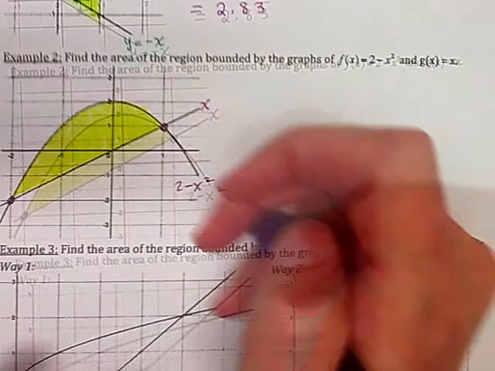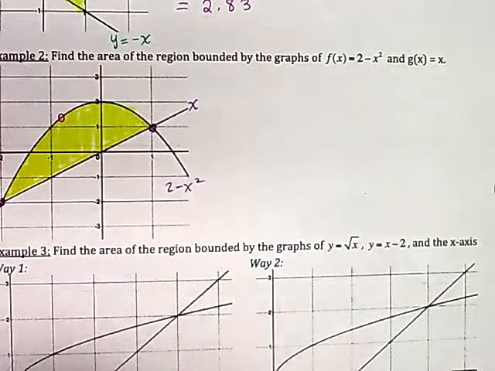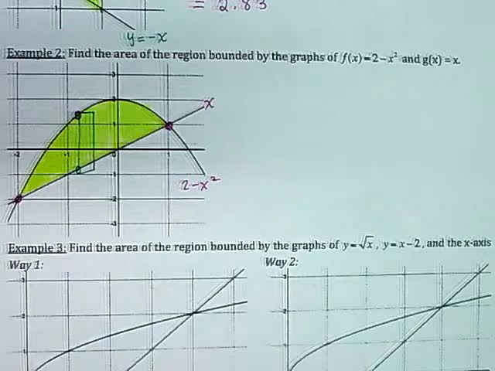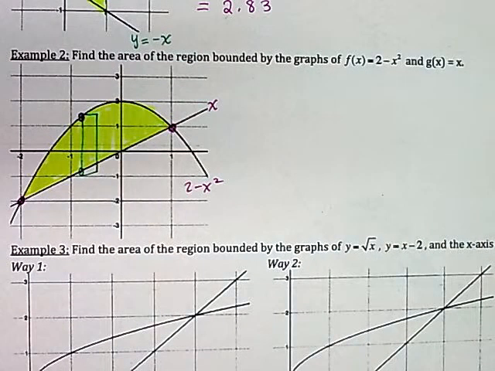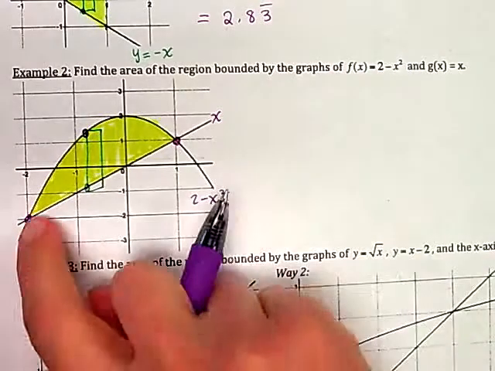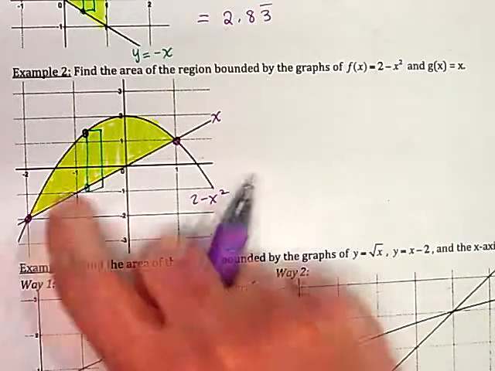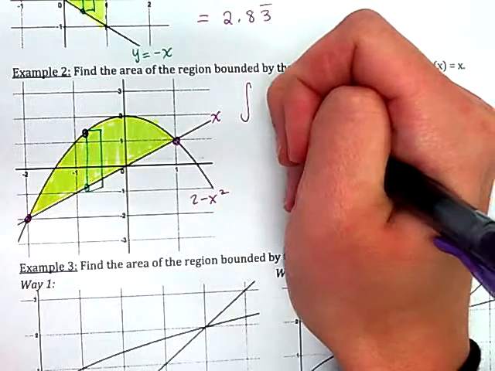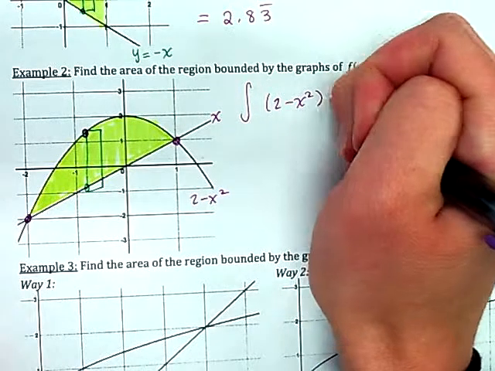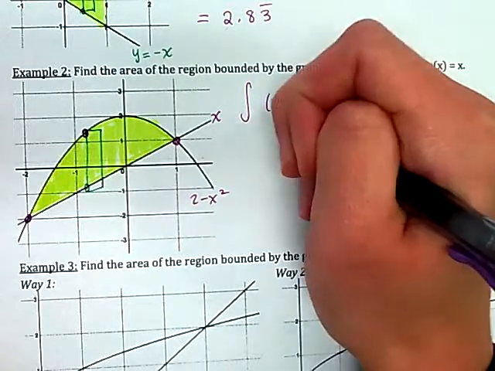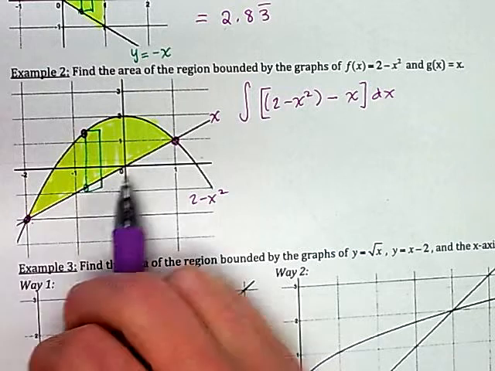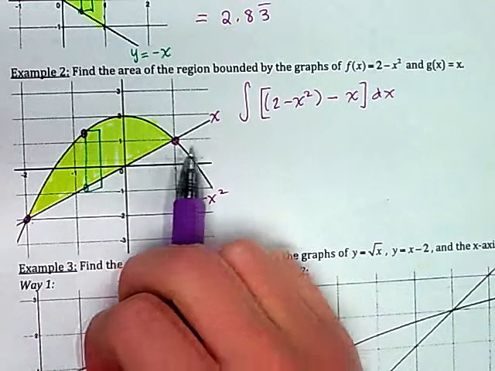I can draw in a sample rectangle. And that just helps me visualize what minus what I actually need to do when I set up my integral. So now I can see that the top function is 2 minus x squared and the bottom function is y equals x. So I'm going to do the integral of 2 minus x squared minus x. And for my limits of integration, I need to go from this point to that point. So I'm taking the sum of all the rectangles in between.